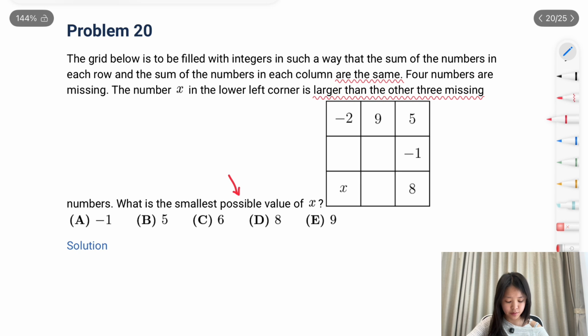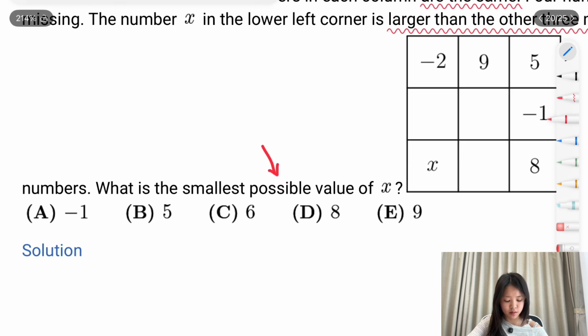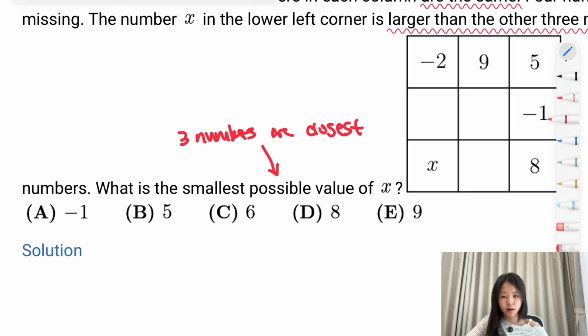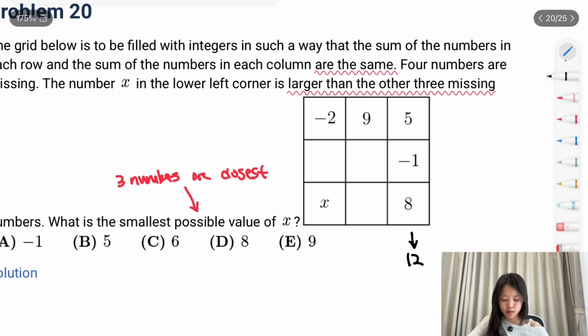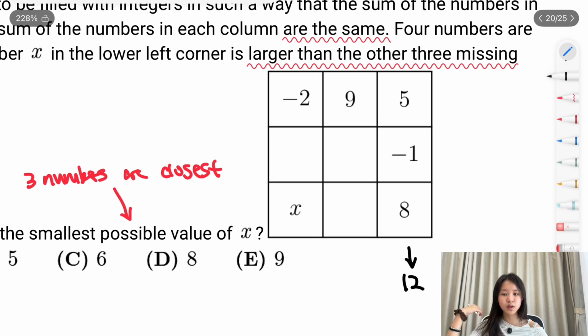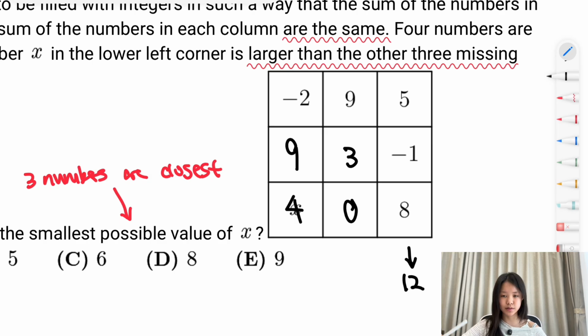So with the smallest possible value of x, it means that the three numbers are as close as possible. So notice here that it already tells us that the sum of the rows and the columns are 12. So we can first just test out some numbers. For example, if this was 3, this would have to be 9. This would have to be 0. And x would be 4. Now obviously that isn't the correct answer.